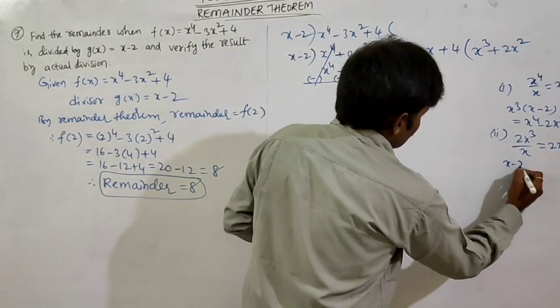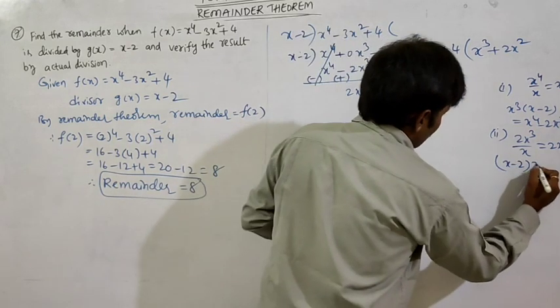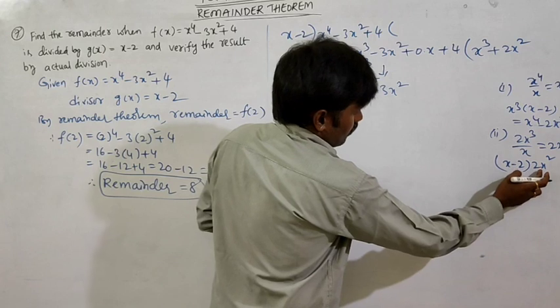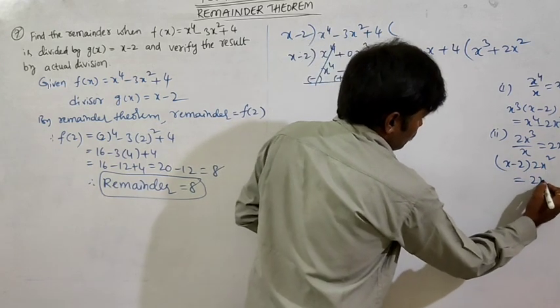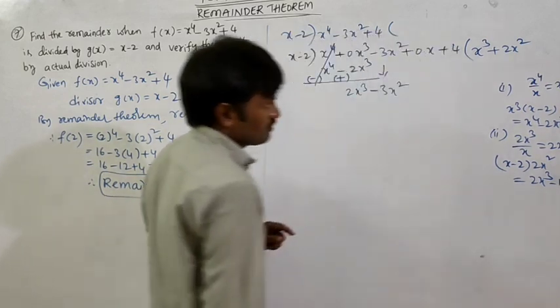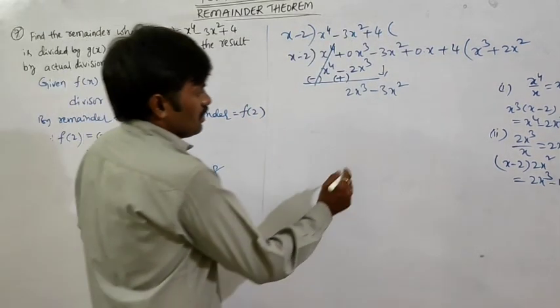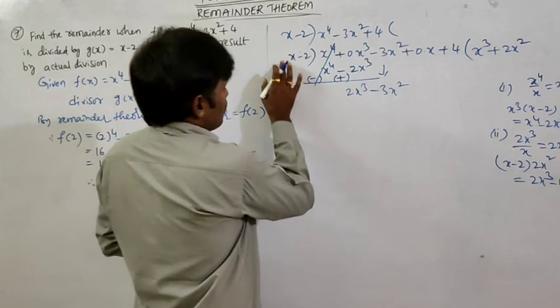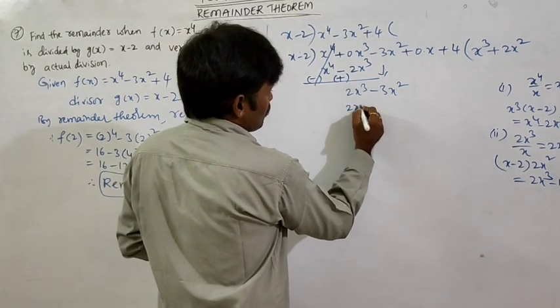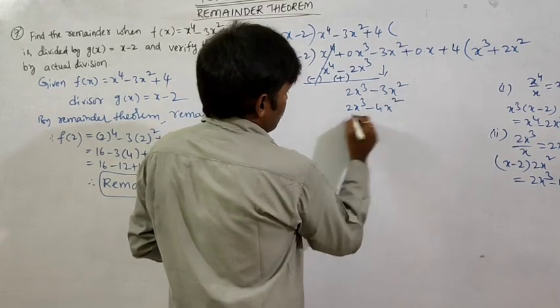That means x minus 2 into 2x square. Find out by using the distributive property: 2x square times x is 2x cube, minus 2 into 2x square is minus 4x square. Okay. Now write these two terms under the first two terms. Then we get 2x cube minus 4x square.